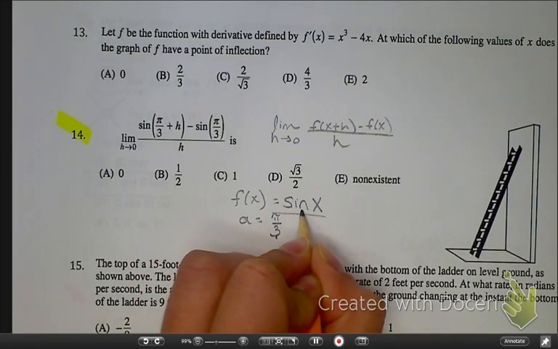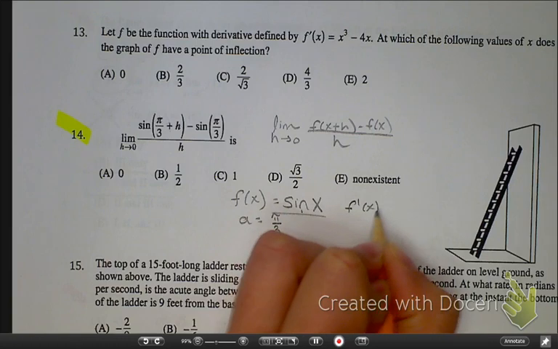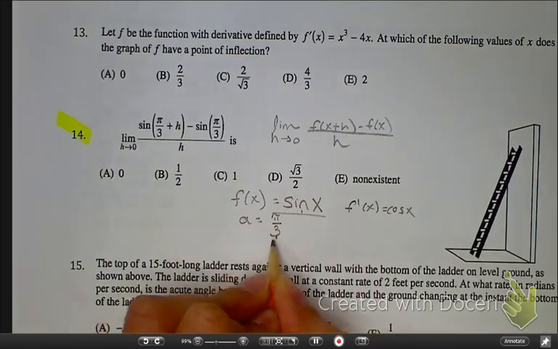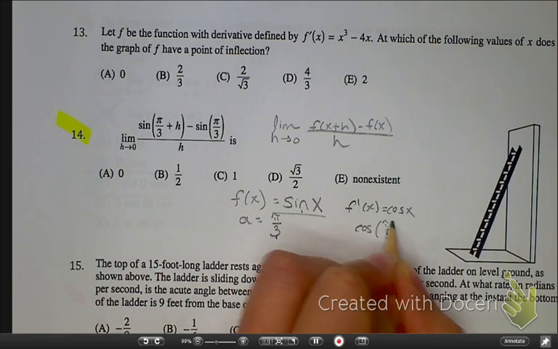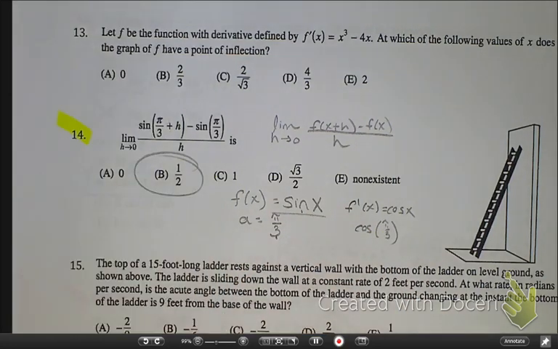So the derivative of sine of x is cosine of x, and the derivative evaluated at pi over 3, cosine of pi over 3, is 1/2. So the answer is B. Like I said, I'll show you how to do it that other way using L'Hopital's rule in that next example that we have.